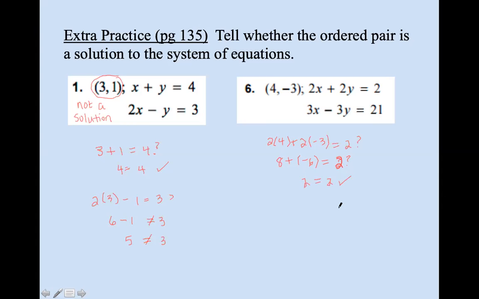So again, we have to try this ordered pair, (4, -3), in the second equation as well. So I try 3 times 4 minus 3 times -3.